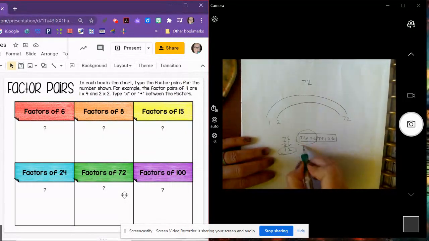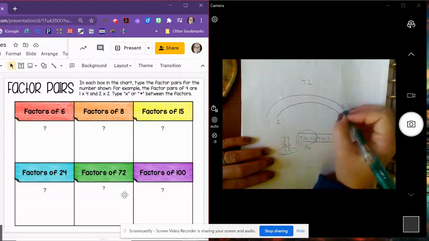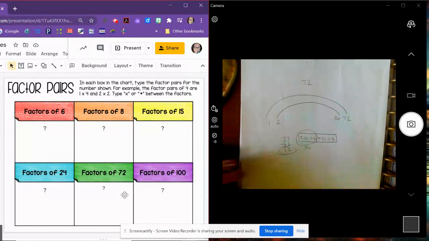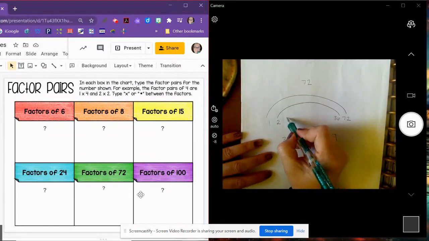Then you just decide, okay, how many is this? Well, 3 tens is 30 and 6 ones is 6. So therefore 2 times 36 is 72. So if you need to pause that and relook at that, you can do that. All right, so we're going to keep moving.